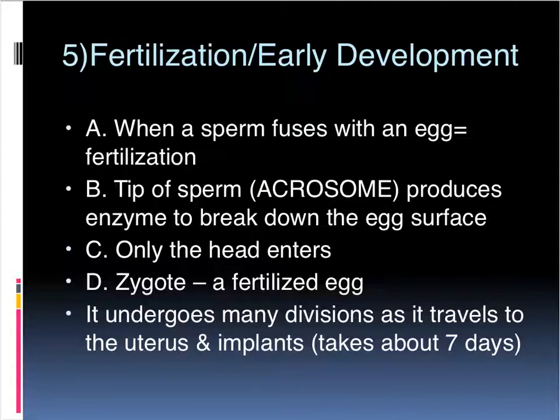When the sperm fuses with an egg, it's called fertilization. The tip of the sperm has the acrosome. It produces an enzyme to break down the egg surface. Only the head enters. The zygote is a fertilized egg. The egg has 23 chromosomes. The sperm has 23 chromosomes for a total of 46 chromosomes. It undergoes many divisions as it travels to the uterus and implants, and it usually takes about 7 to 9 days.